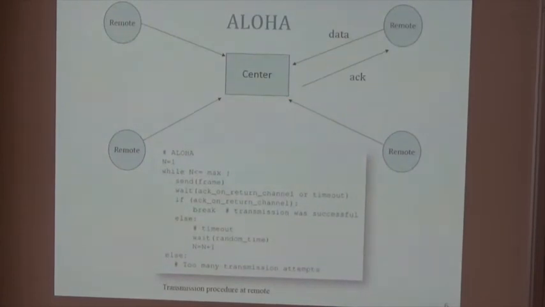Because if two nodes send packets at the same time and they collide, so they both have to resend, and if they resend instantaneously, they're going to collide again. Exactly. So if there is a collision due to another remote sending at the same time, if you retry immediately, perhaps the same thing has happened there. If both retry immediately, then there will be a synchronization of the two collisions, and it will be a deadlock. It will repeat forever.